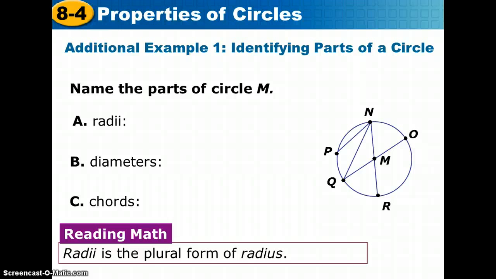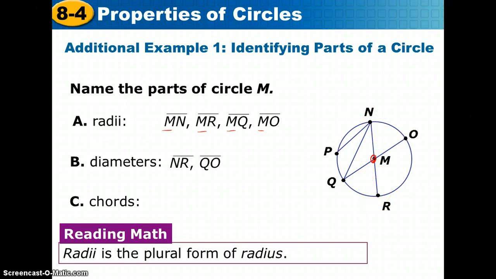So let's name some parts of our circle. Radii. I always like to start at my center and find all the lines that start at my center and continue out. And those would be MN, MR, MQ, MO. Notice M was in every single answer. Well, if you remember, diameters go straight through, touching the center. So let's see what our diameters would be. NR, and of course QO, going through that center.